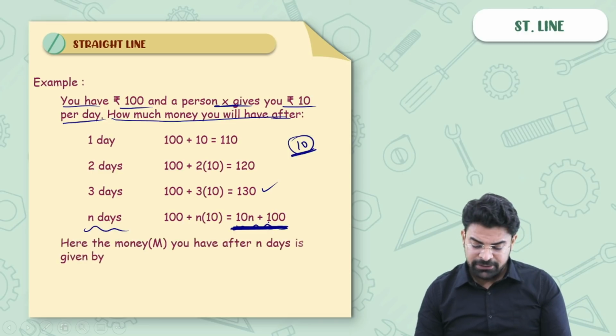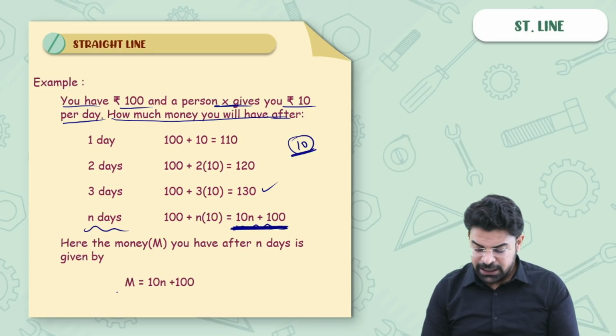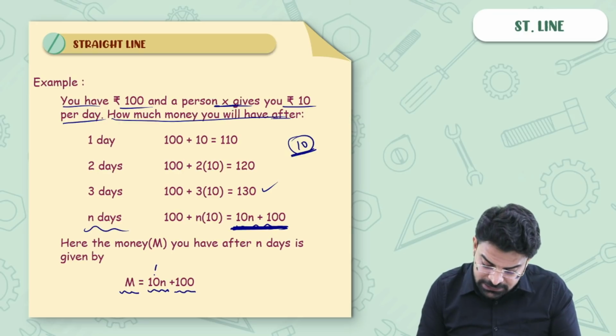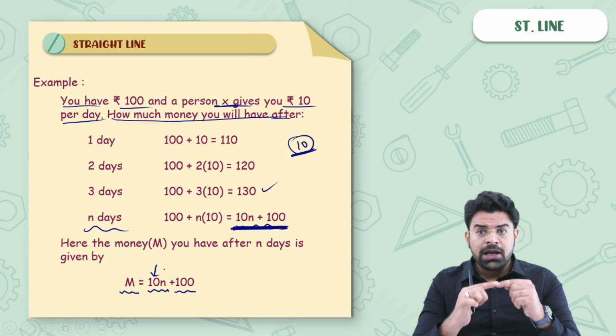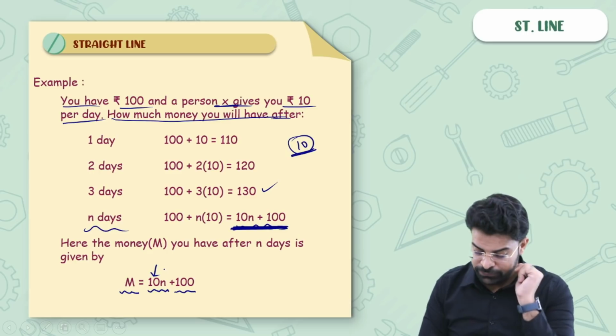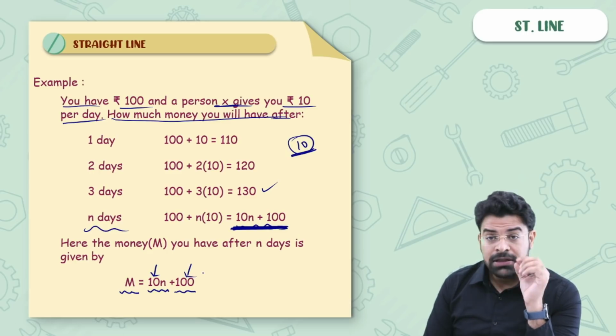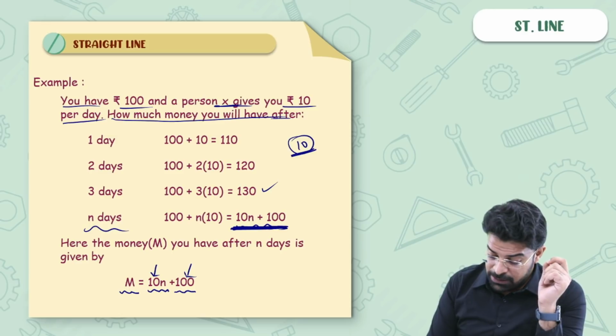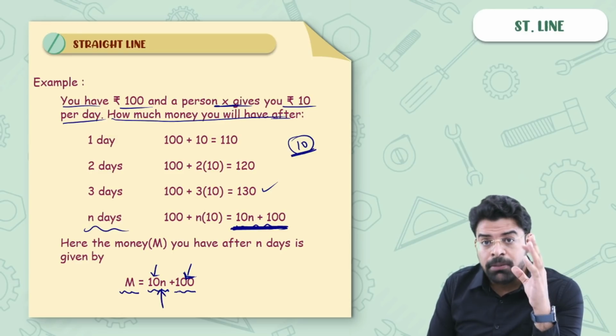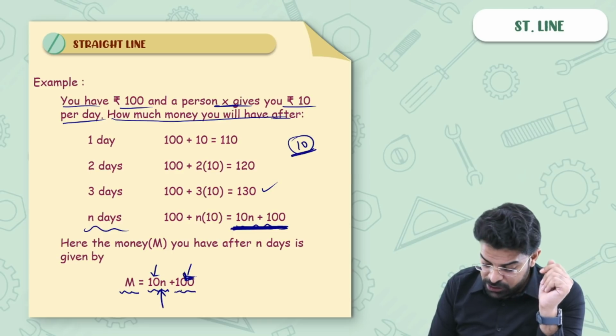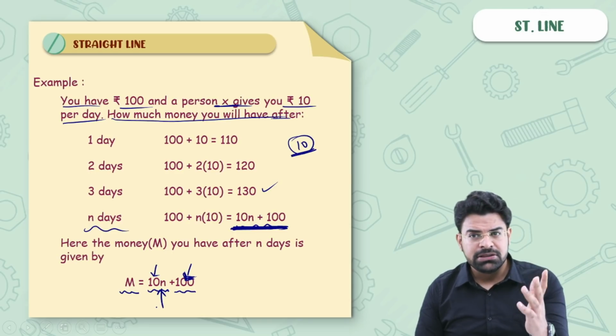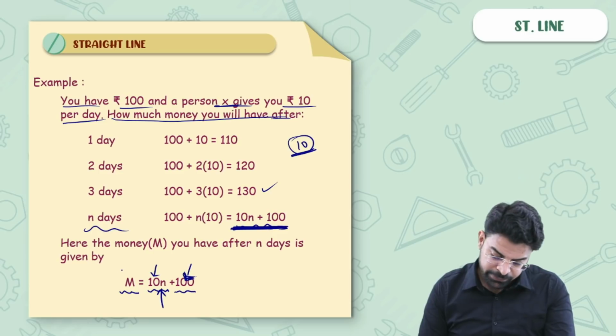So can we write an equation that the money you have after n days equals 10 into n plus 100? What is 10 here? The rate of increase of your money. And what is 100 here? The 100 is the money you had when the number of days was 0. The money you initially had. Now this is, in crux, the equation of a straight line.